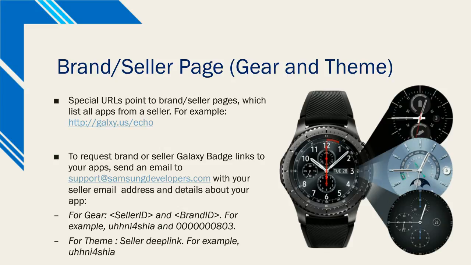So in case of Gear apps, each seller will have their own page, and they can go onto that page and browse all their products. In case of themes, there are different tabs depending on the app type, what kind of app it is. So right now our front end, or the form field for the Galaxy Batch, is not properly equipped to create a Galaxy Batch URL for a Gear brand or seller page.